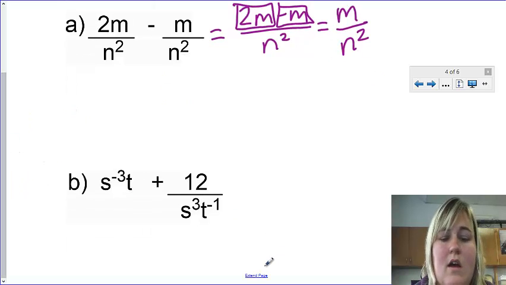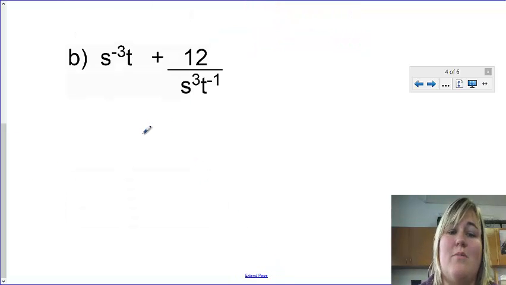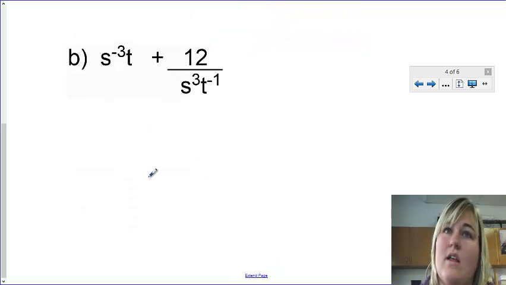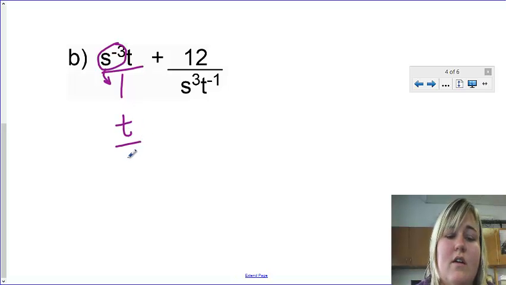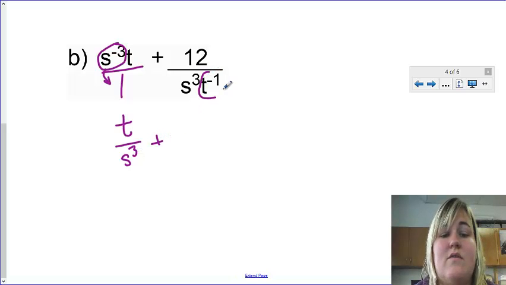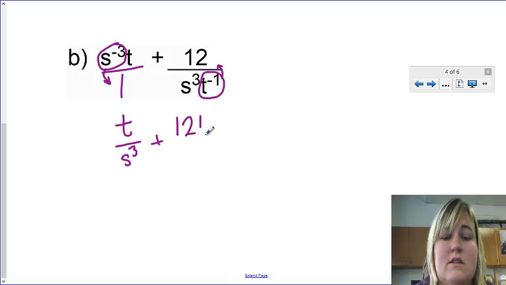On B, right now it doesn't look like I have a common denominator, but we have some problems with the way that this is written, or at least I hope that you see that we have some problems, because I don't ever want to have these negative exponents. So I'm going to put this first fraction over 1, and I have s to the negative 3. To make that a positive, remember we move it across the fraction bar so we can change its sign. I have t over s, which is now to the positive third, plus this t to the negative first. To make it a positive, I move it up. So I have 12t over s to the third.